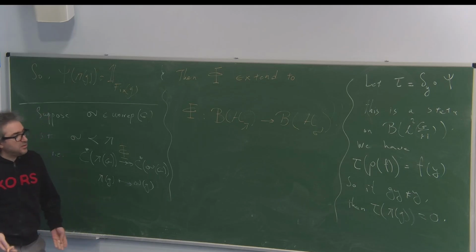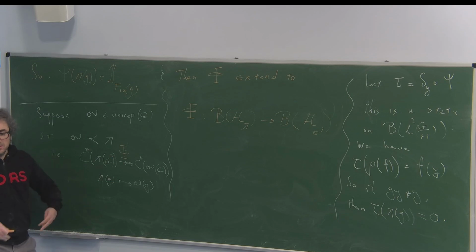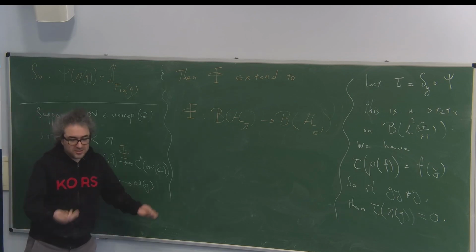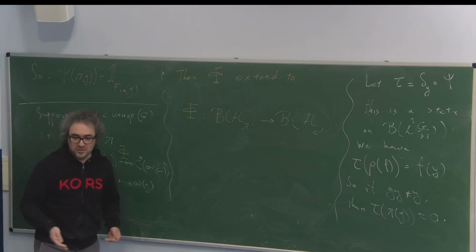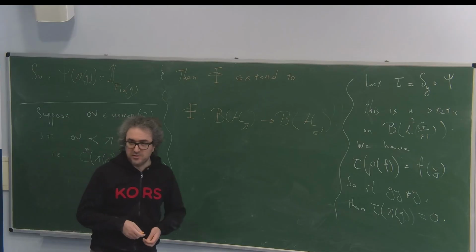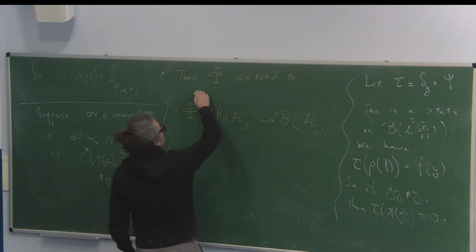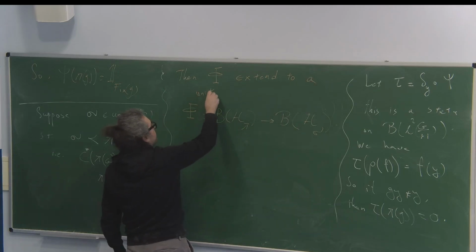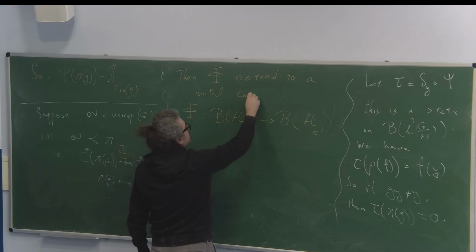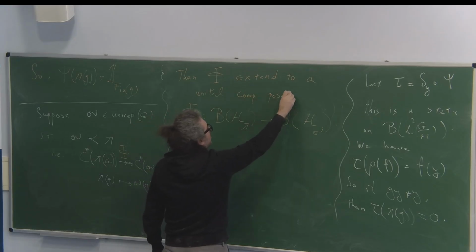And you can extend it. So this is a star homomorphism between C-star algebras. You cannot extend it to a star homomorphism, but you can extend it to something that stays unital and completely positive. Unital, completely positive.